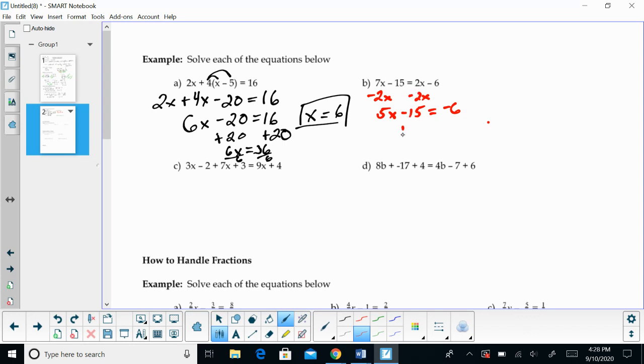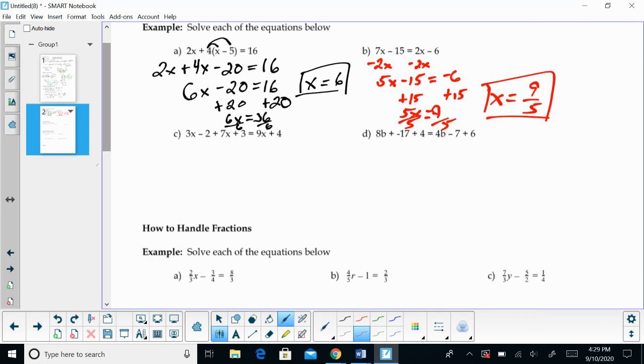Now we're ready to get rid of my constant by adding 15. That's going to be 5x equals negative 6 plus 15 will give me 9. Sorry, not 12, 9. And divided by 5, x equals 9/5. It's totally okay to have a fraction as your answer.